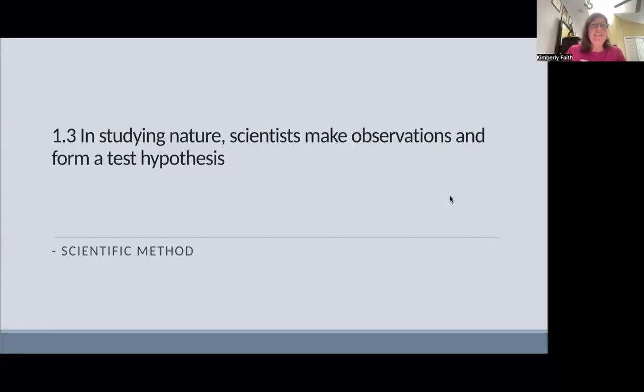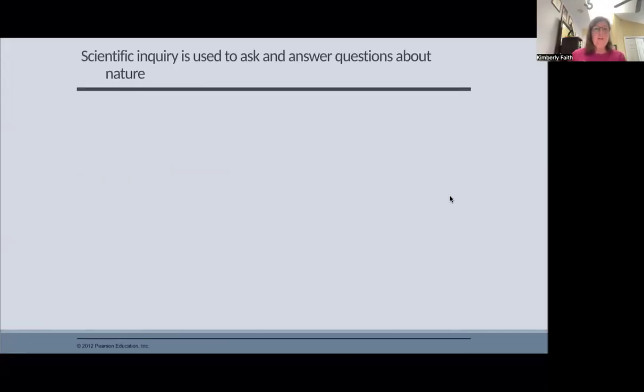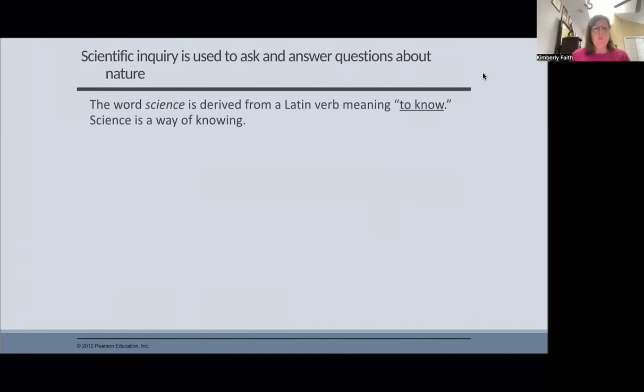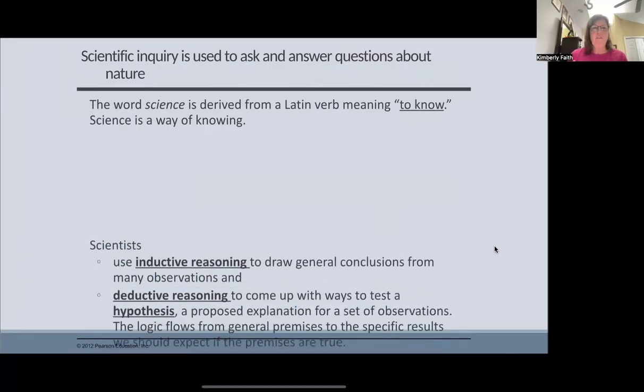So this is almost the last section, 1.3. In studying nature, scientists make observations and form and test hypotheses. This is an important section because this is what we're going to be doing a lot in lab. So we're going to use inquiry, meaning we're asking questions, making observations about the world around us. The word science, if you know Latin, that's probably a benefit because a lot of these terms are Latin, and it means to know. It's a way of knowing.